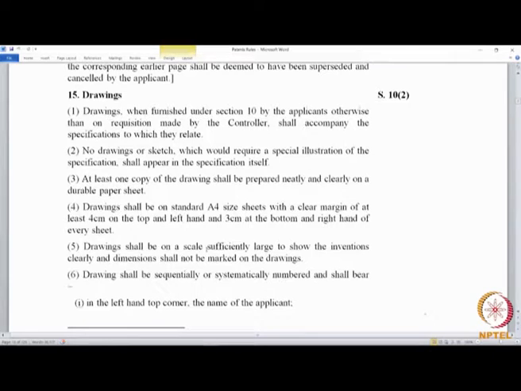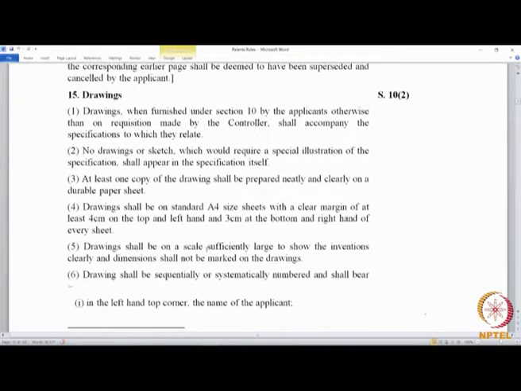15.1 states that drawings, when furnished under section 10 by the applicant otherwise than on requisition by the controller, shall accompany the specification to which they relate. We saw that drawings can be filed either by request from the controller or voluntarily by the applicant. So, in cases where the applicant voluntarily files those drawings, they shall accompany the specification to which they relate. They have to be filed along with the specification.